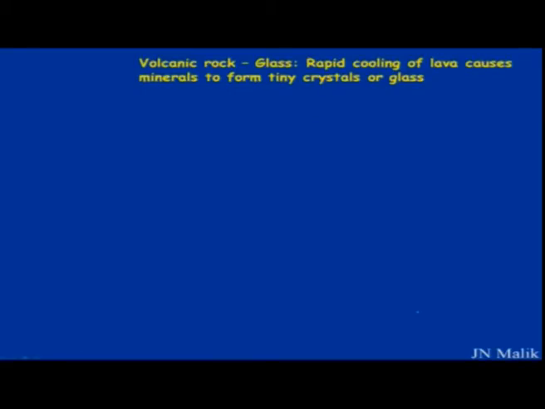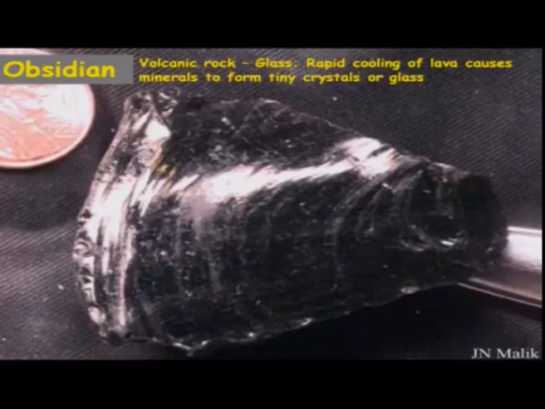Then volcanic rocks like glassy ones, one of the best examples being obsidian. This is because rapid cooling of lava causes the minerals to form tiny crystals or a glass-like shape. So this is one example of rapid cooling.